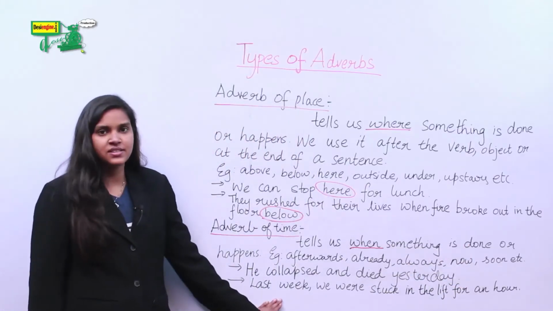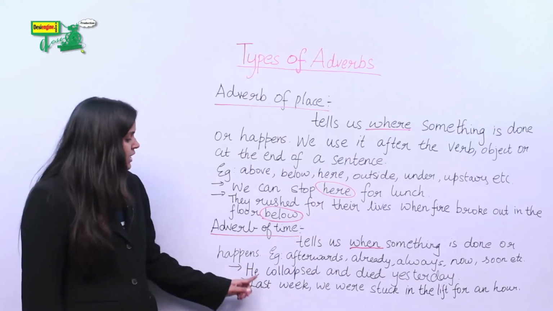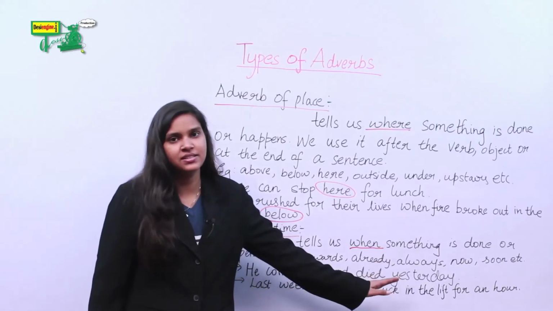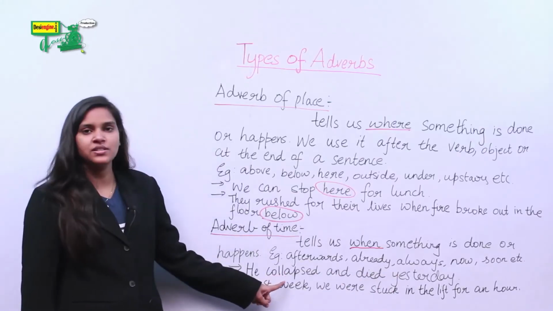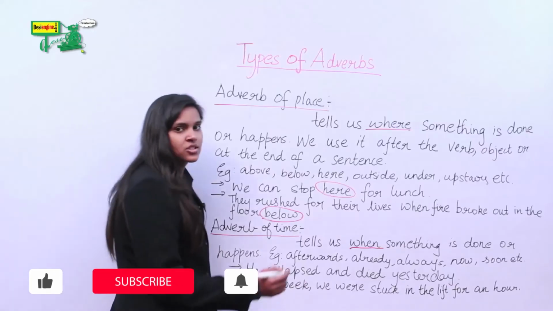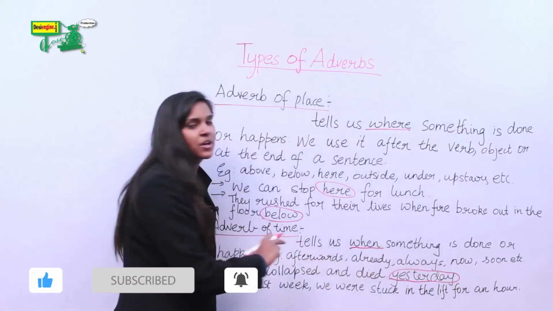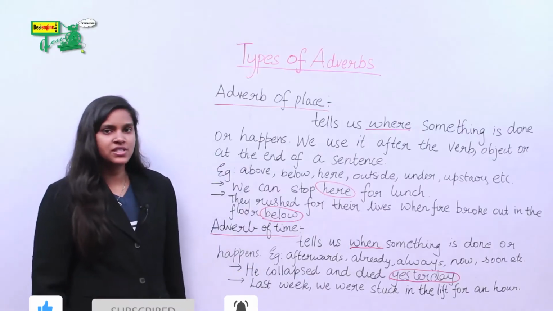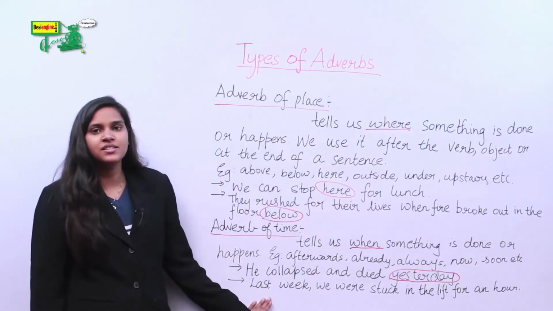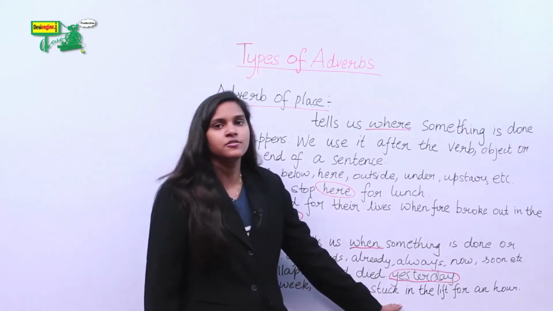Let's do sentences where we'll try to identify the adverb of time. He collapsed and died yesterday. The question that you need to ask, the verb is when. Collapsed when? The answer that you get is yesterday. So that becomes my adverb of time. Let's take another sentence. Last week, we were stuck in the lift for an hour.